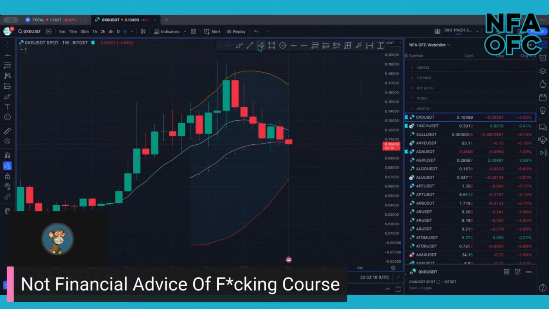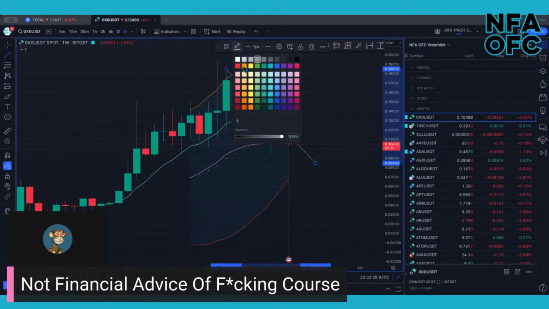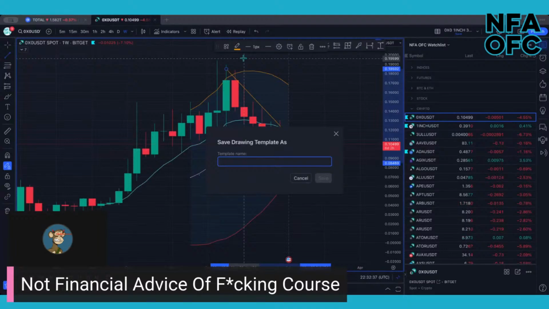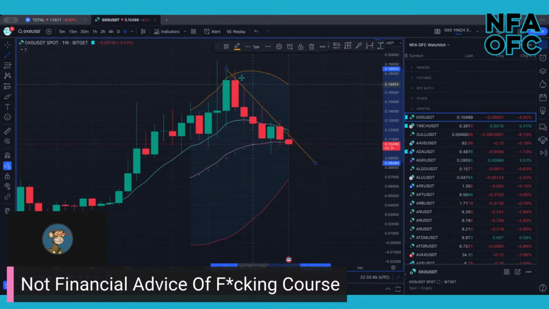This does not look good. We are on the weekly. What I'm going to do is drop a trend line, but this is not the color I use for the weekly. I use a gold, just like that. And then I'm going to save drawing template, weekly trend line. Done.